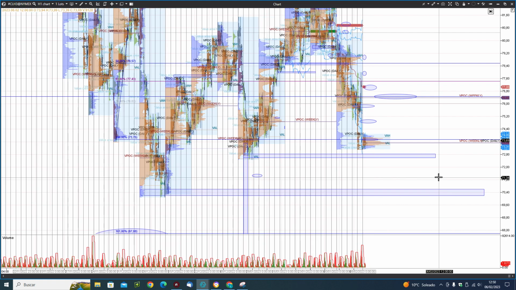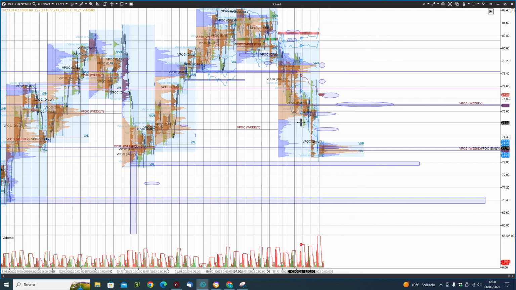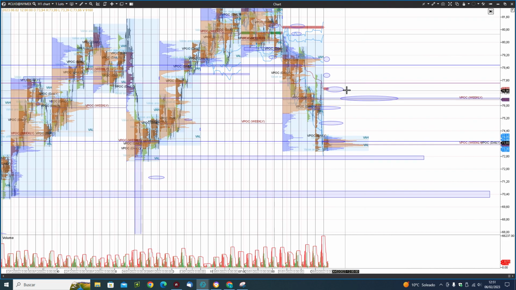and 63. Talking about higher targets, first one, all weekly VPOC about 74.88. Next one, once we break this value area low of last week, could be this high volume node about 75.86, and the most important will be this weekly naked VPOC exactly at 76.44. Then we have the final of weekly VWAP at 77 and 6.